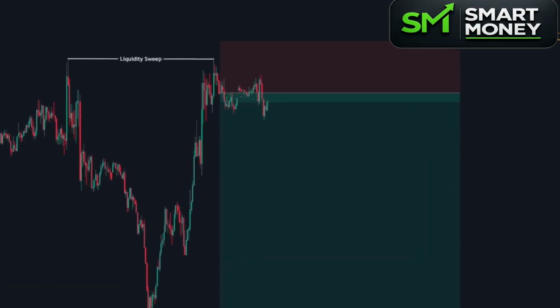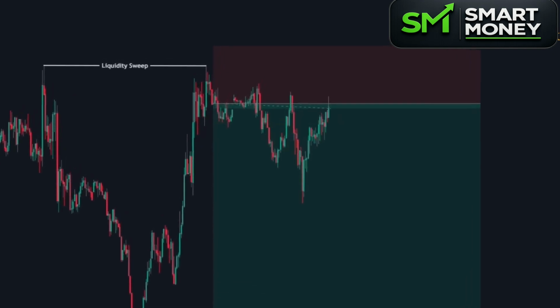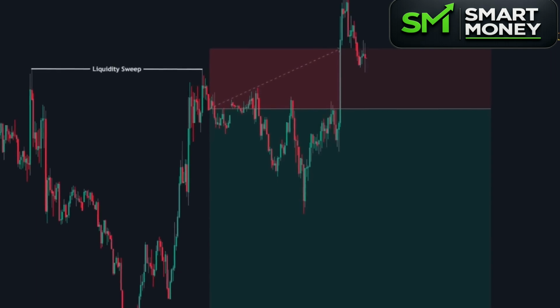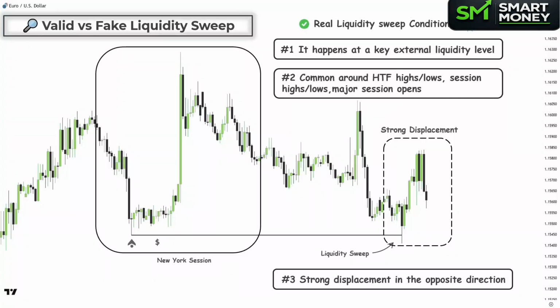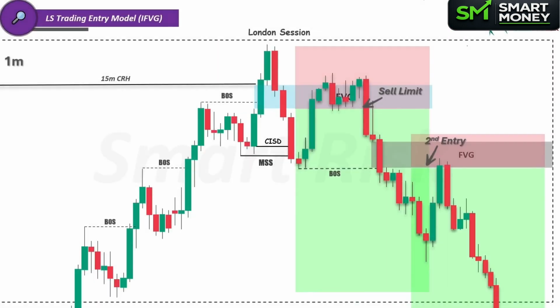Liquidity sweeps happen every single day in the market, but most traders still confuse them with simple liquidity grabs, stop hunts, or genuine breakouts. And that mistake can cost you. A real liquidity sweep can reveal where smart money is entering the market, where a reversal is likely to begin, and where some of the cleanest high-probability setups can form.